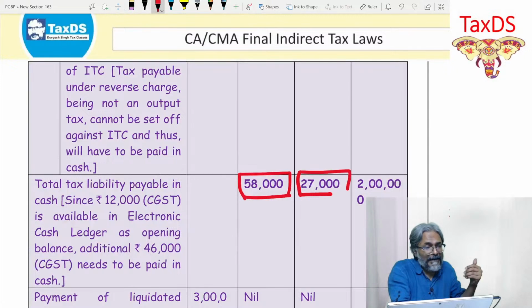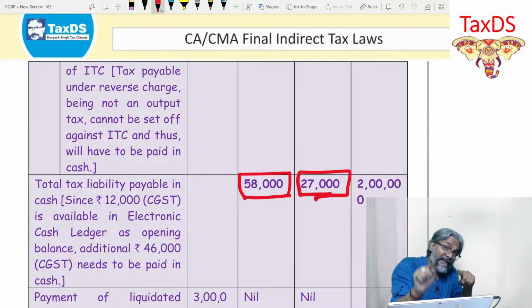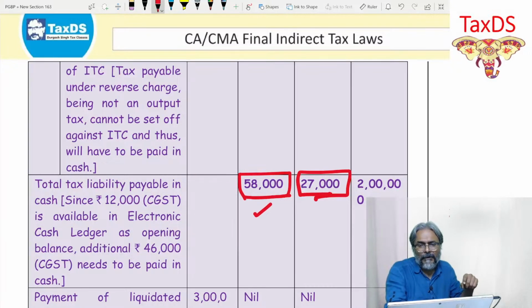SGST is less. You'll say why SGST is less? Because SGST output liability is 0. CGST output liability was there. And on that output liability, I've added the RCM liability. Therefore, I'm getting this amount higher as compared to the SGST liability. And IGST already is there.